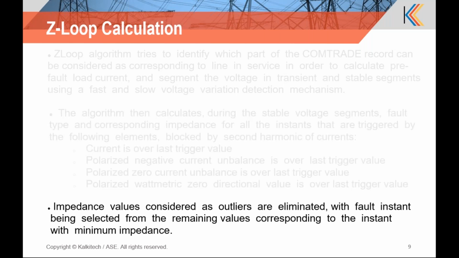And once the value is calculated, various methods are used for the calculation, and we eliminate the outliers and come across a minimum value for the loop impedance. And this value you can map to any other protocol. If you map it to 104, these values are sent as an event over 104 with the timestamp and other details.